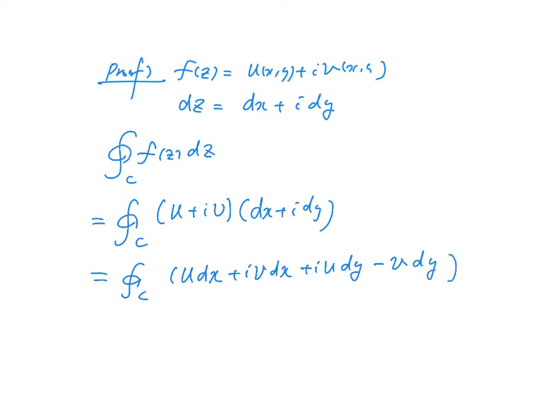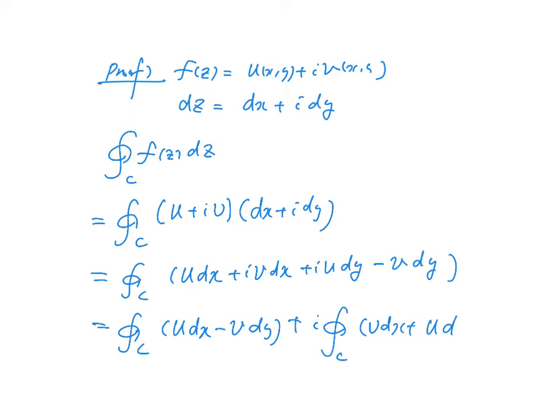So we can separate the integral as a real part and imaginary part: u dx - v dy plus i times (v dx + u dy).